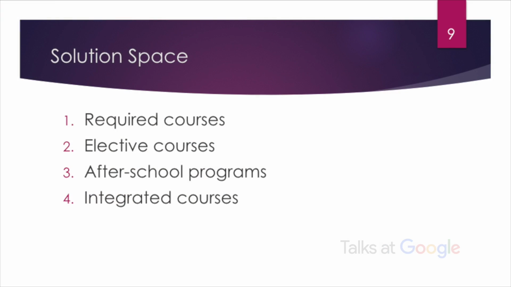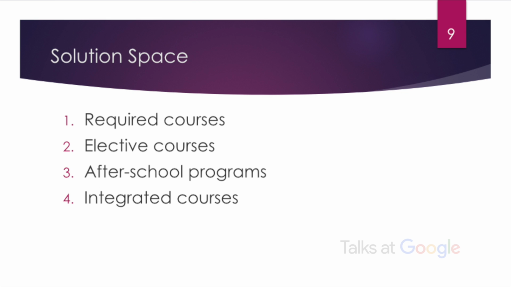So with these goals in mind, let's look at the solution space. Because there are sort of 4 strategies that people tend to use when it comes to CS education. So the first is, let's make it a required course. Every child in America must take computer science before they graduate. Okay?